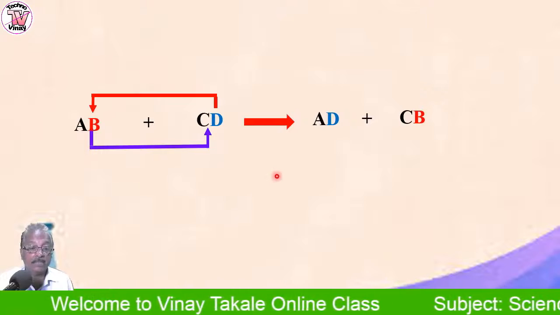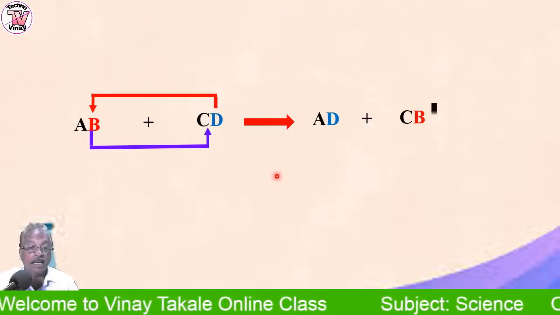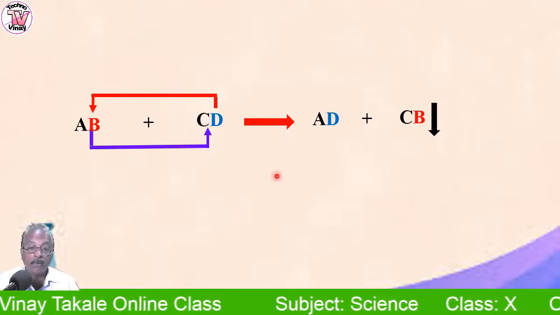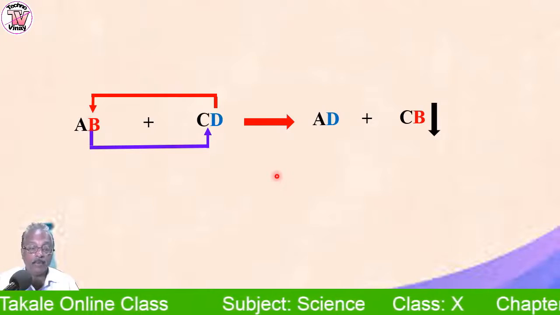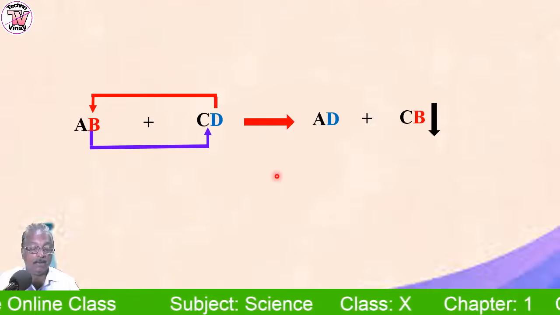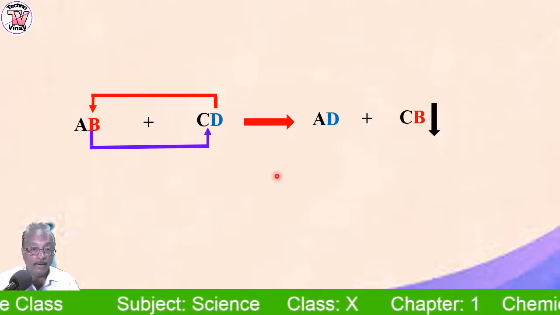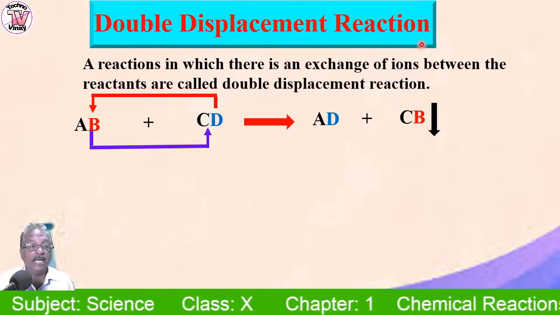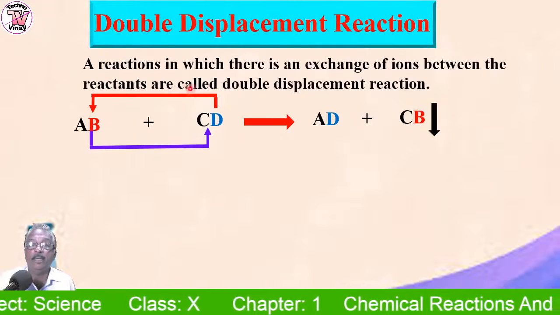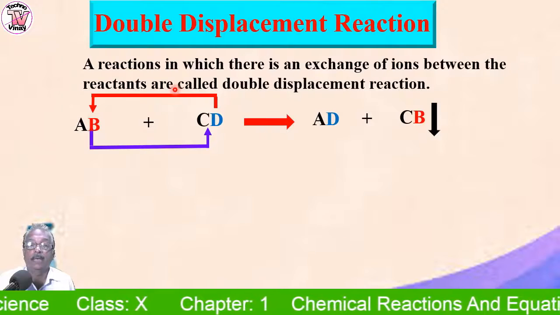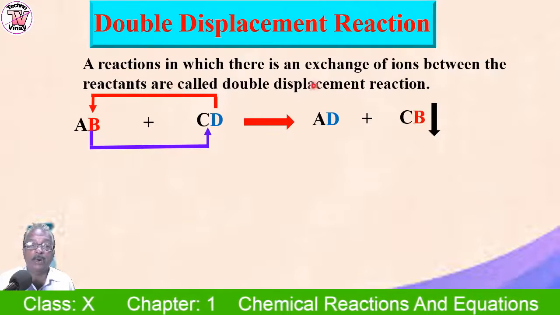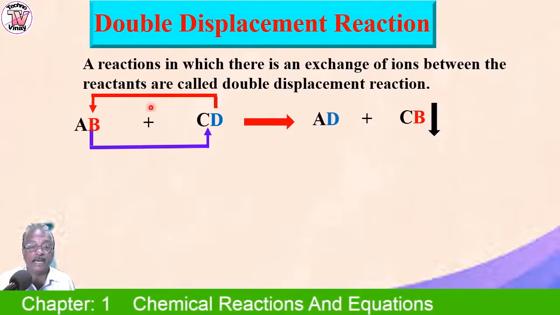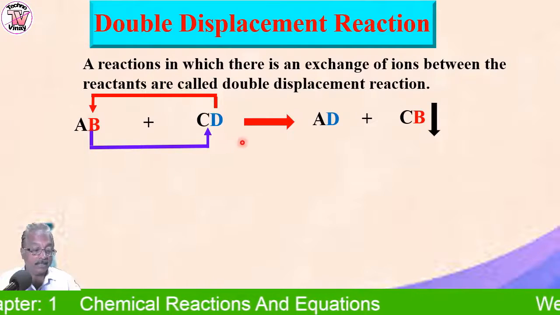So such reaction is known as, okay, the arrow which is pointing in a downward direction, that is the precipitate. You will come to know in the next reaction. So a reaction in which there is an exchange of ions between the reactants is called a double displacement reaction.